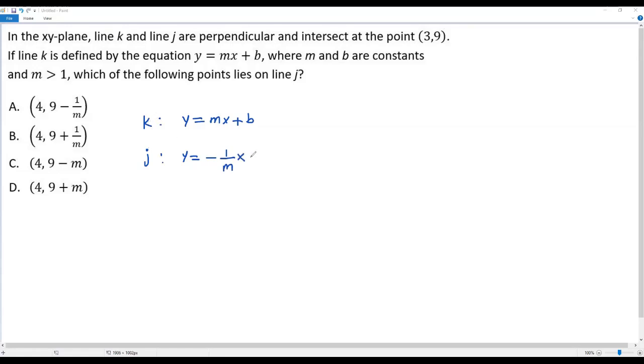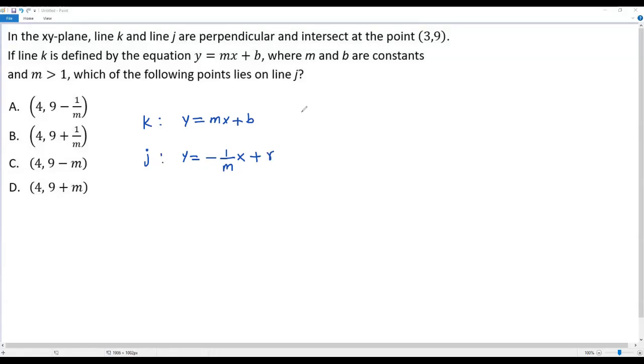Now we have to multiply x over here, positive. So here b represents the y coordinate of the y-intercept of line K. So here we have to use some other constant as the y coordinate of the y-intercept of line J. So let me use r. So here the constant r represents the y coordinate of the y-intercept of line J.